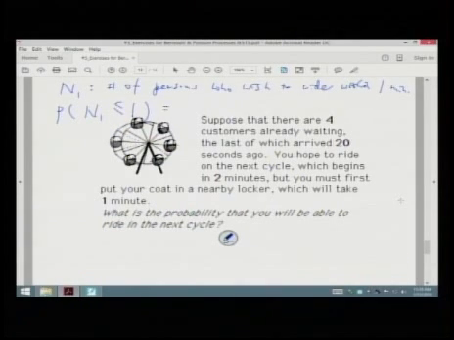So that's going to be the sum over x equals 0 to 1 of 2 to the x over x factorial, times e to the minus 2. Okay? So I come up with 0.4060.